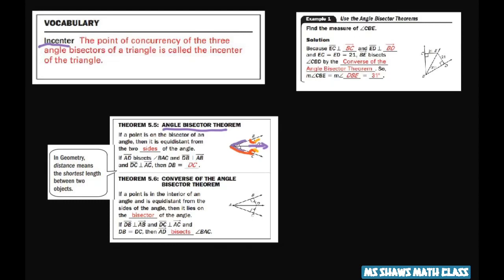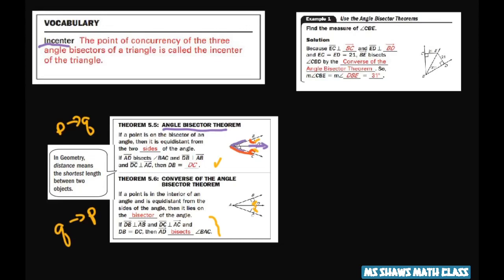And then the converse of the angle bisector theorem. If a point is on the interior of an angle and is equidistant from the sides of the angle, so do you see how these two are marked? Then it lies on the bisector of the angle. So it's just the converse of that, the if-then statement. This is if P, then Q, and this one's if Q, then P. So it works both ways.